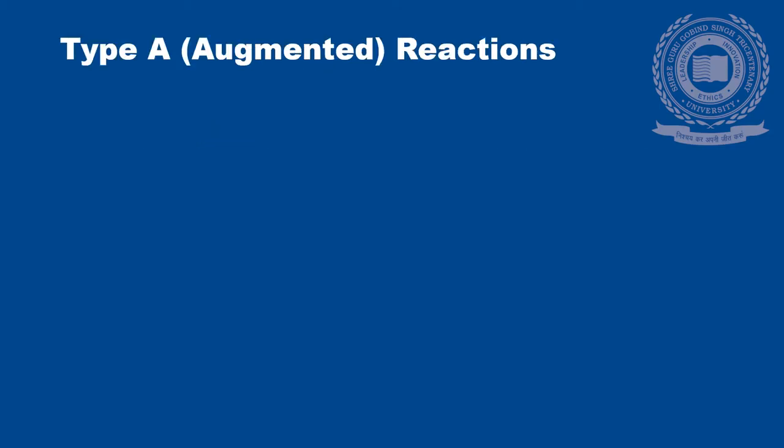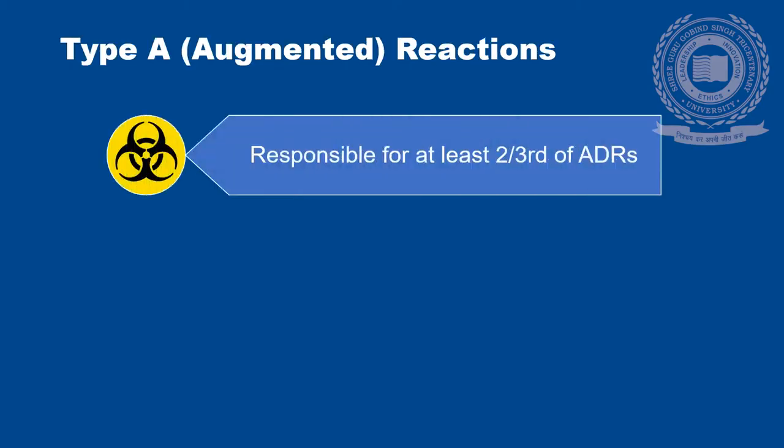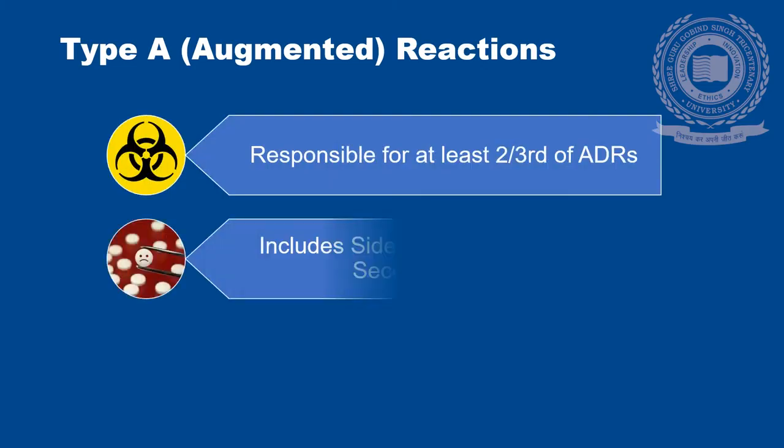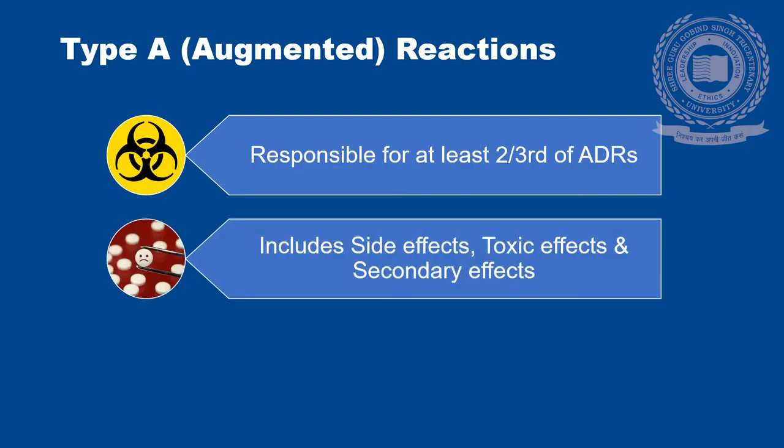Type A augmented reactions. They are responsible for at least two-thirds of the adverse drug reactions. They include side effects, toxic effects, and secondary effects. Side effects we have discussed earlier. Toxic effects are the result of excessive pharmacological action of the drug due to overdosage or prolonged use. For example, morphine, which is an analgesic, causes respiratory failure in overdosage. Streptomycin, which is an antitubercular drug, causes vestibular damage on prolonged use.